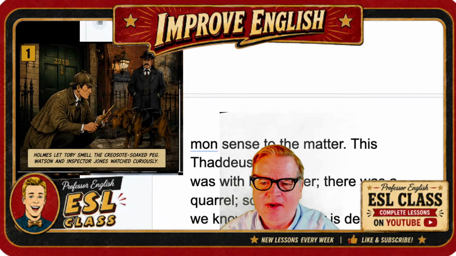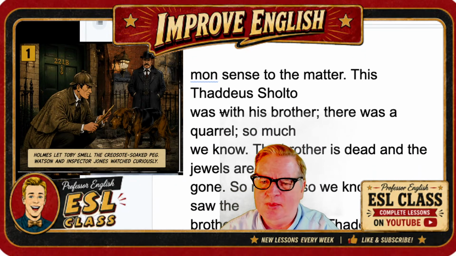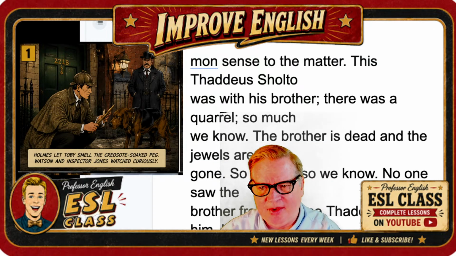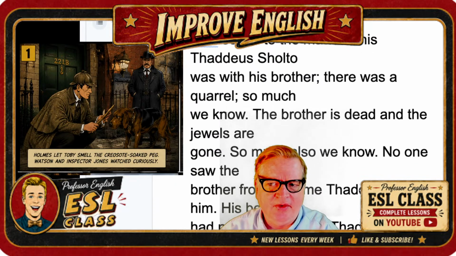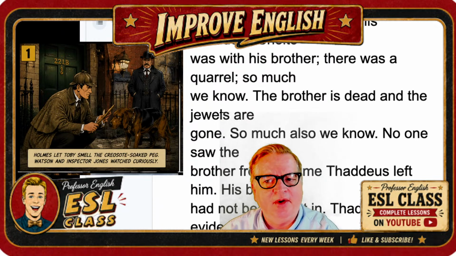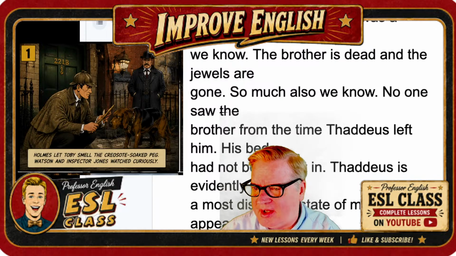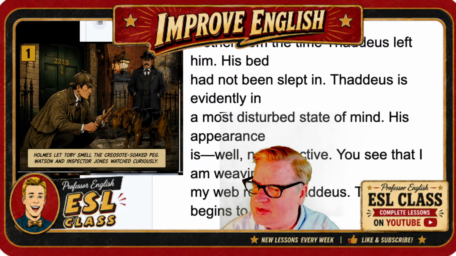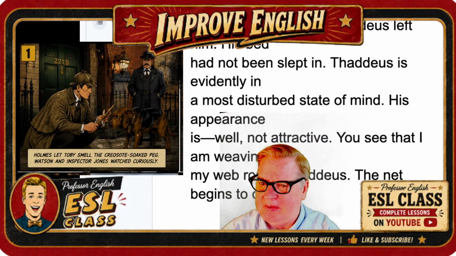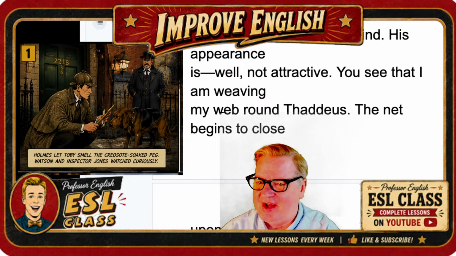Let us apply common sense to the matter. This Thaddeus Sholto was his brother. There was a quarrel. A quarrel is another way to say an argument or a fight. So much we know. The brother is dead and the jewels are gone. So much we also know. No one saw the brother from the time Thaddeus left him. His bed had not been slept in. Thaddeus is evidently in a most disturbed state of mind. His appearance is, well, not attractive. You see that I am weaving my web around Thaddeus.